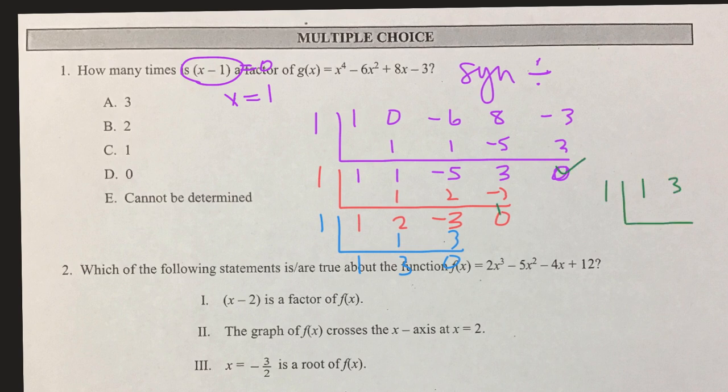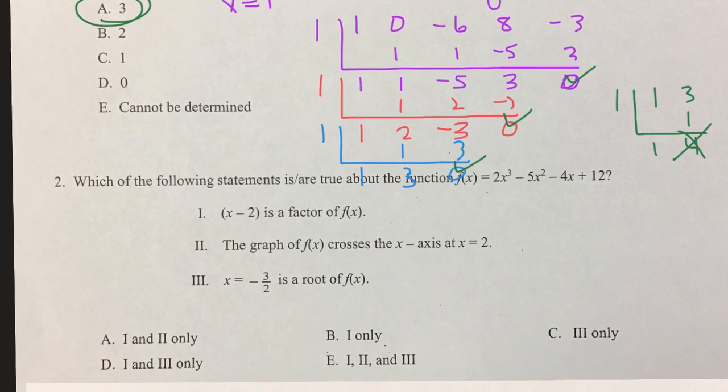So I have 1, 2, 3 zeros so far, and then I don't get a fourth 0, which means x minus 1 is a factor of that g function 3 times, right? It has a multiplicity of 3. So you use synthetic division and you see how many times you get a 0. Okay, so be careful with your synthetic division.